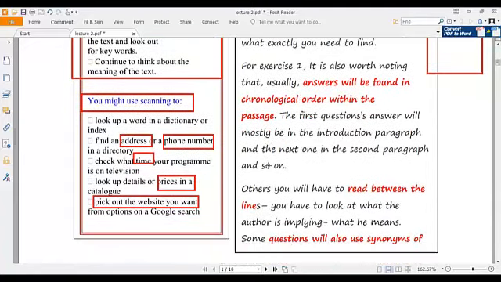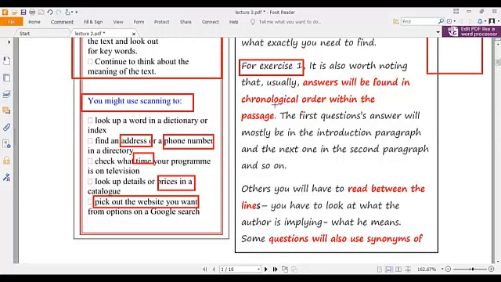Thank you. Malik, read. Yeah, okay. Um, for exercise one, it's all, uh, yeah, we're here. Yes. Yeah, okay. Here. For And for example, yes, sure. yeah. For exercise one, it's also worth noting that usually answers will be found in chro- chrono- chronological order Yeah, within yes. the passage. Yes. Yeah.